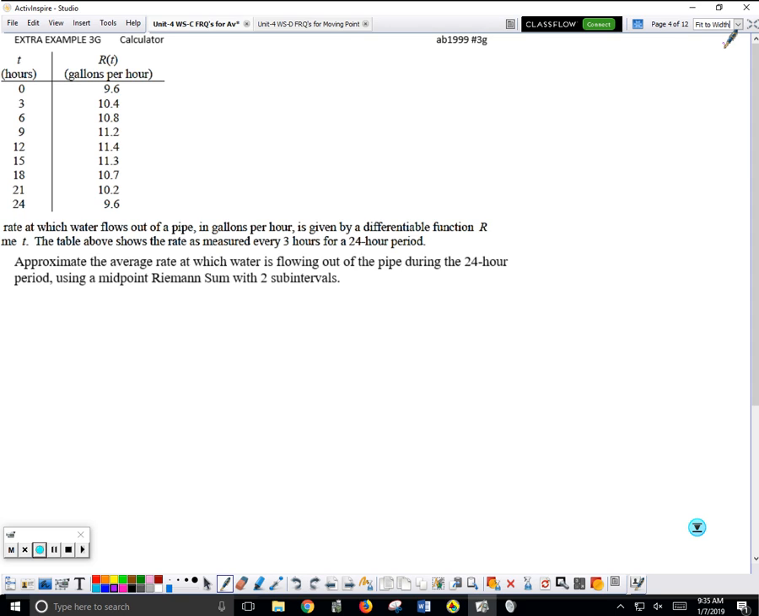If I'm working this problem, I would say they want me to find the average value of R. So the average of R is going to equal 1 over 24 subtract 0, from 0 to 24, R of t dt.